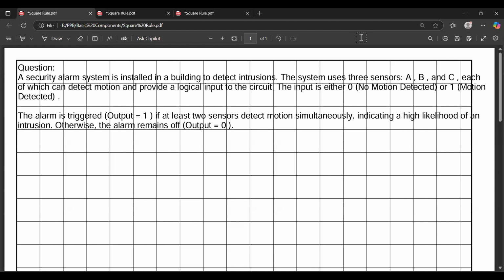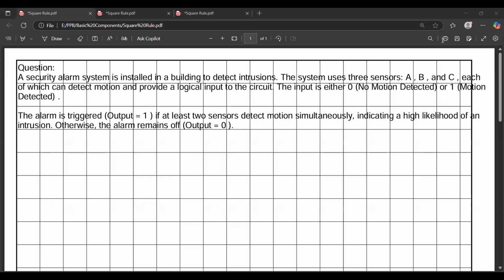A security alarm system is installed in a building to detect intrusions. The system uses three sensors, given as A, B, and C, each of which can detect motion and provide a logical input to the circuit. The input is either 0, no motion detected, or 1, motion is detected.